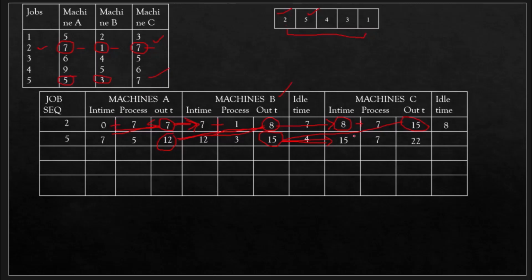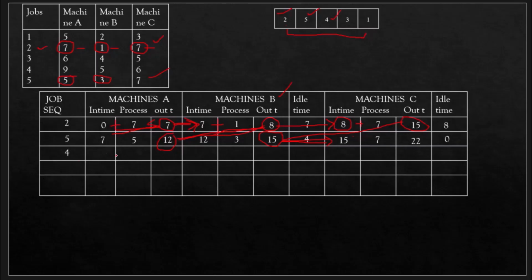And here also we want to cross check whether there is any idle time. If there is no idle time, the out time of job 2 is 15 hours and the in time of job 5 is 15 hours. So here machine C is not idle at all. So the idle time is 0. Here we completed the 5th job also, and the next job in the sequence is the 4th job. So here we'll give the 4th job.